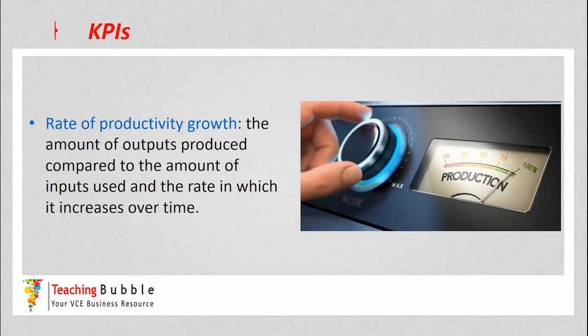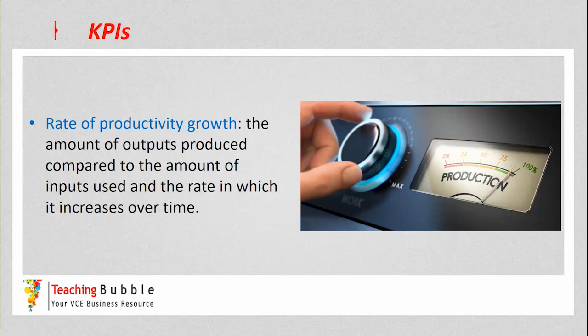Now, rate of productivity growth measures the amount of outputs produced compared to the amount of inputs or resources being used, and the rate at which this is increasing over time. That's a really good measure of efficiency for a business, as it can really help them determine how well their resources are being used to actually produce their outputs.